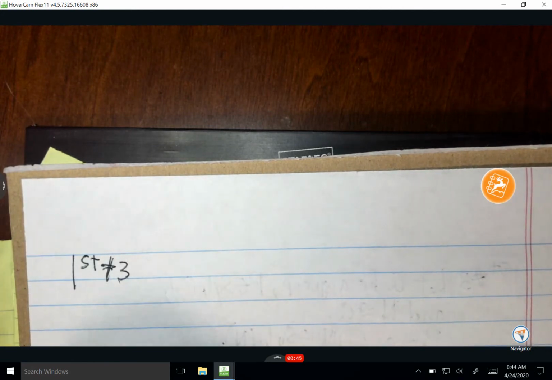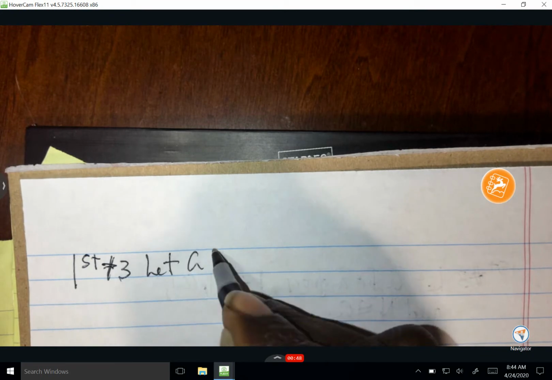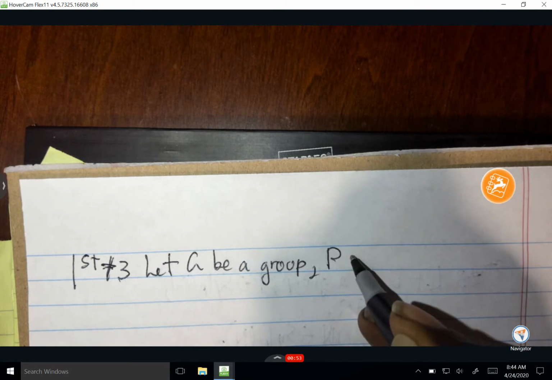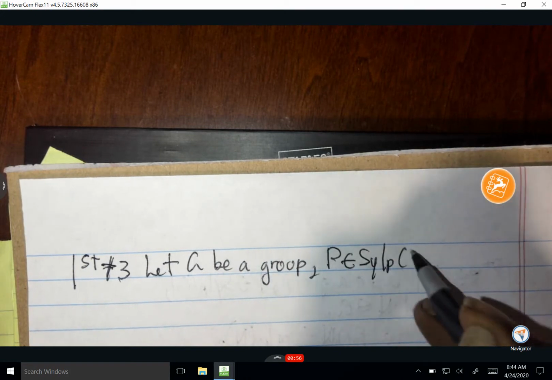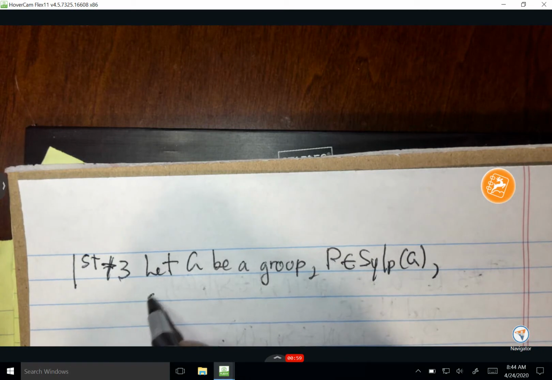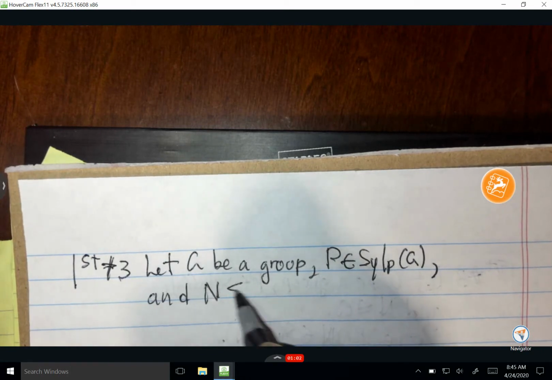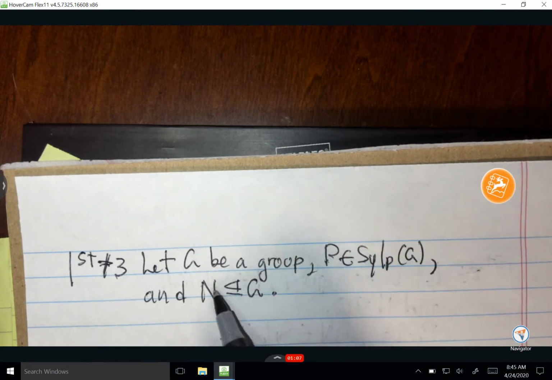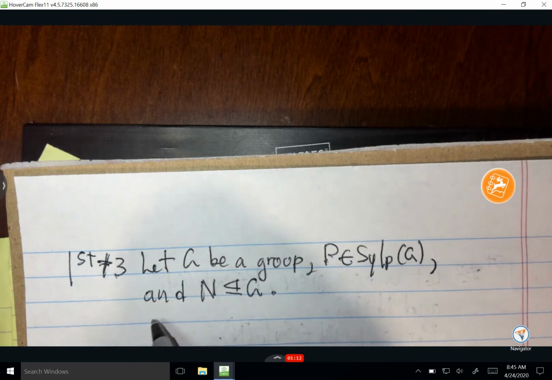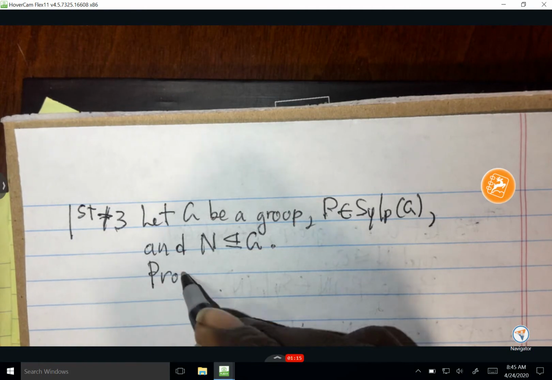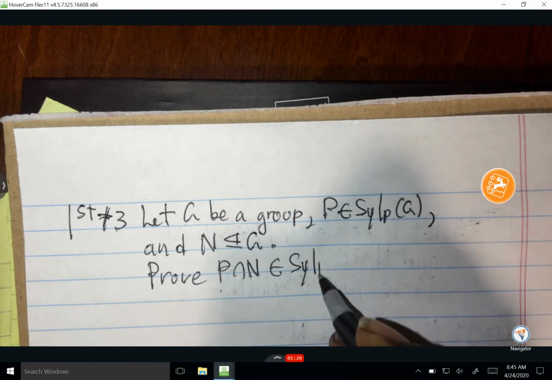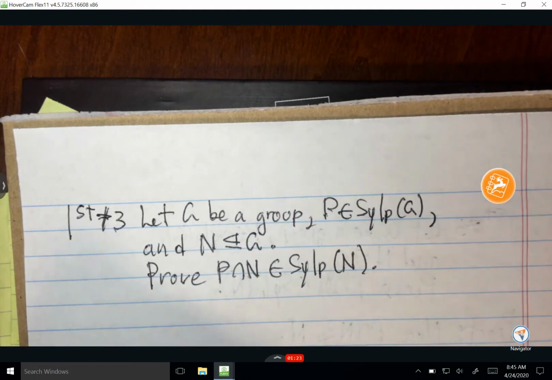It goes like this. Let G be a group, P be a Sylow p-subgroup of G, and N be a normal subgroup of G. Prove when you intersect P with N, you get a Sylow p-subgroup of N. So that's the question. Prove P intersect N is a Sylow p-subgroup of N.